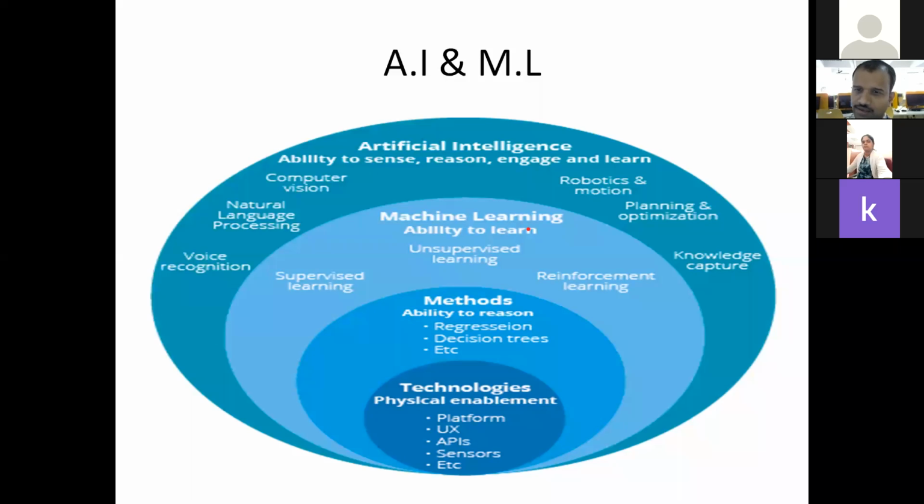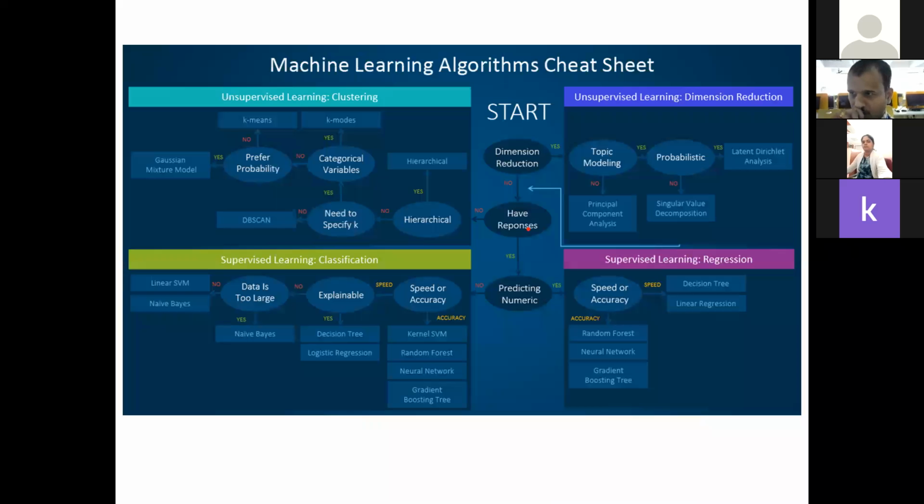This is a basic slide which will show you why we use AI, ML. And this is a very important slide which will show you, when we are processing machine learning algorithms, which technique we need to take for a particular application. You have clustering here, classification here, regression here, and dimension reduction here. I will explain this quickly. It's a very important slide actually.